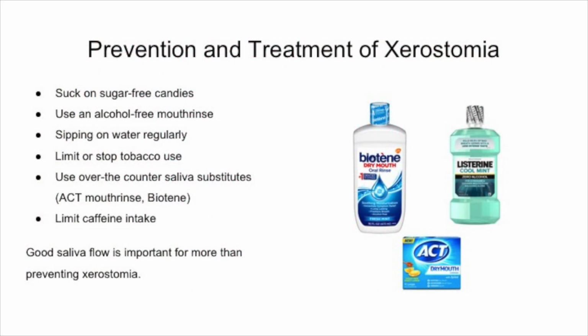Some of the things you can do to prevent and treat xerostomia are suck on some sugar-free candies, use an alcohol-free mouth rinse, sip on water regularly, limit or stop tobacco use, use over-the-counter saliva substitutes such as Act mouth rinse or Biotine, and limit your caffeine intake. Good saliva flow is important for more than just preventing xerostomia.